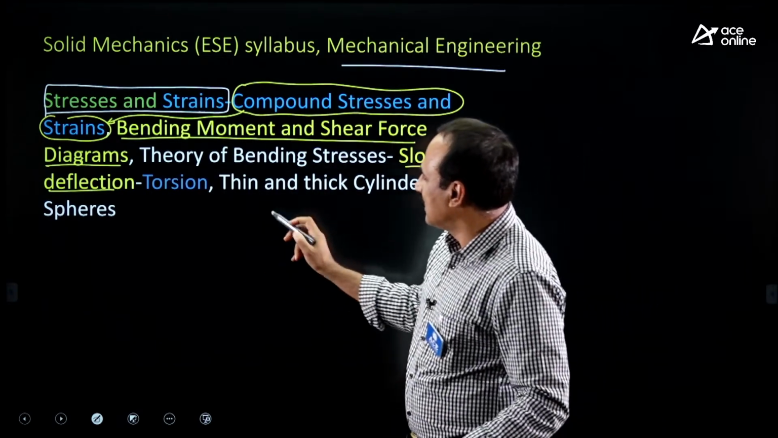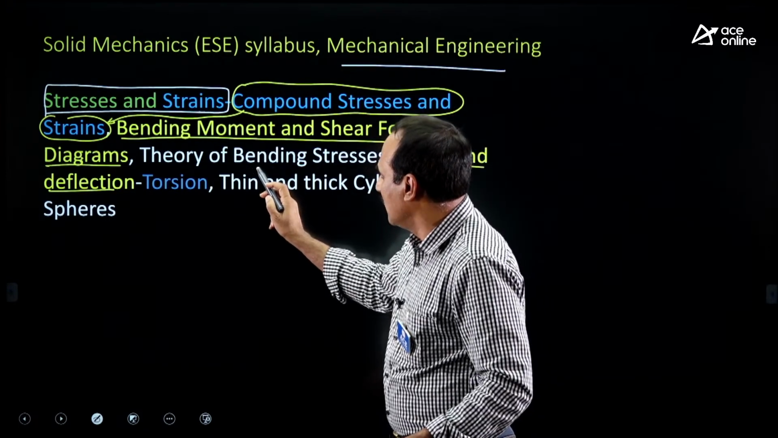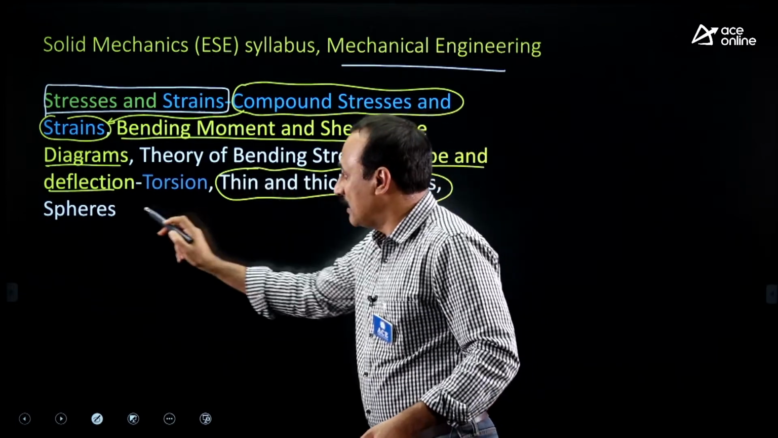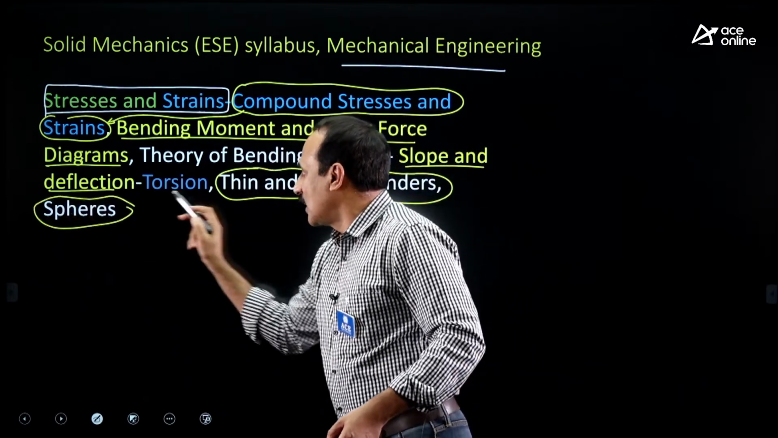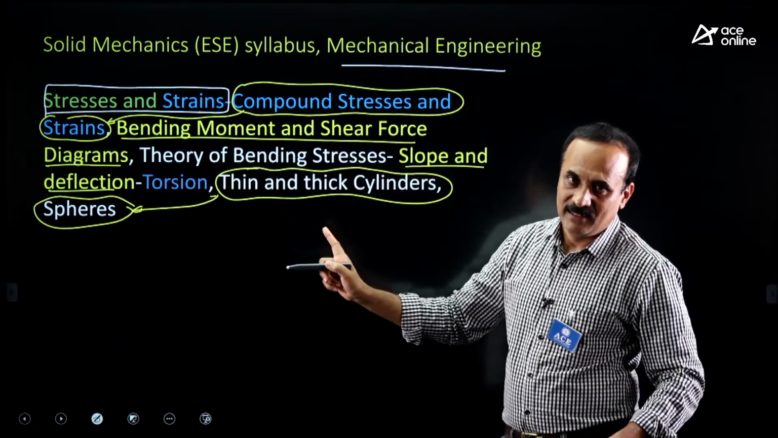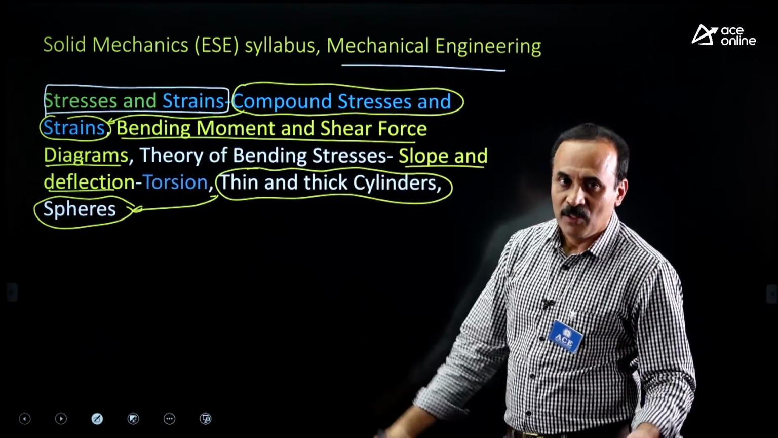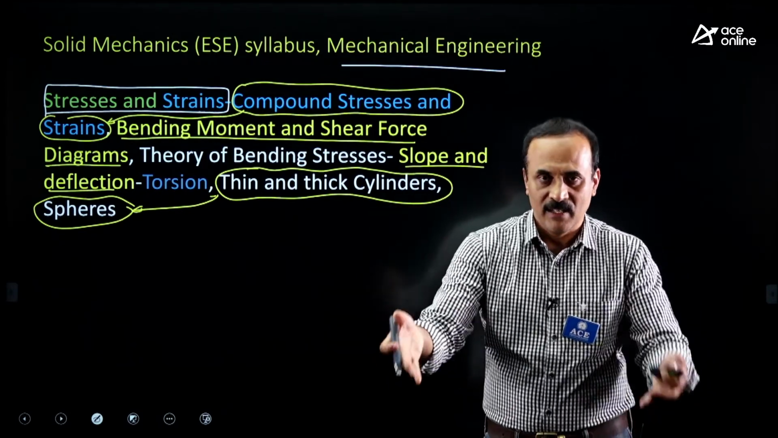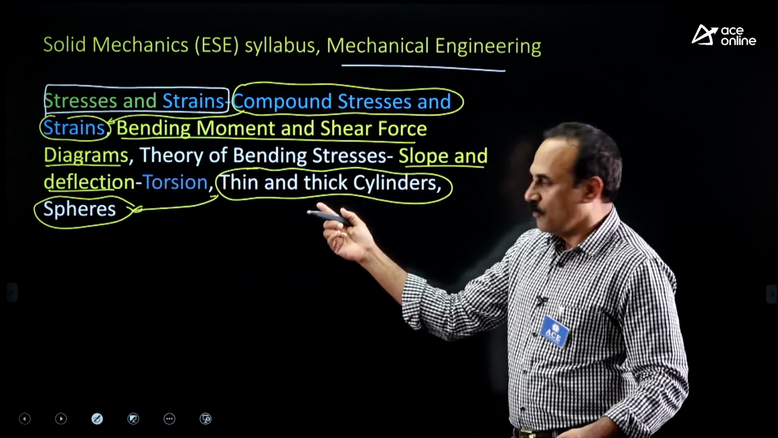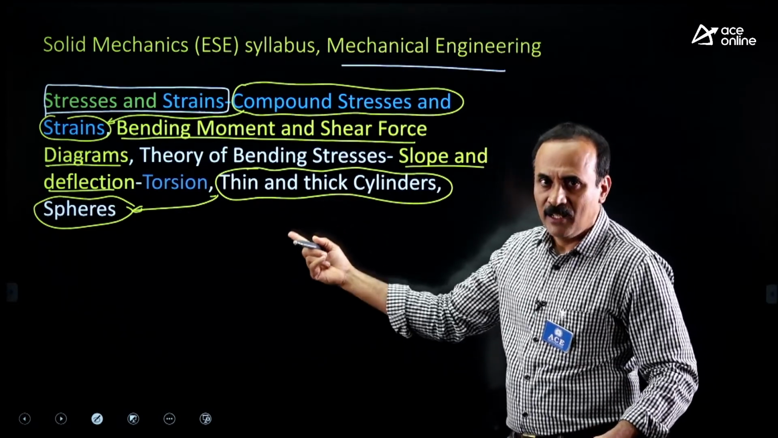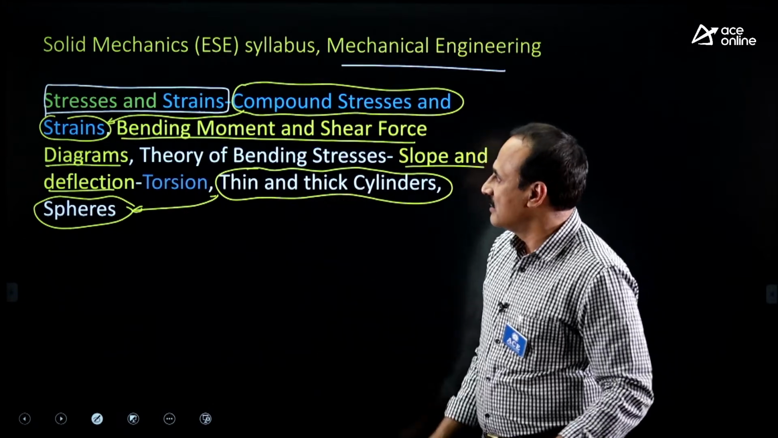Next, thin and thick cylinders, spheres are also there. You see here, thin plus thick cylinders, spheres are also there. This is there only for ESE mechanical. Concentrate on this because most of the boilers and IC engine combustion chambers will be thick or thin, maybe cylindrical or spherical. So you need to concentrate on this area.